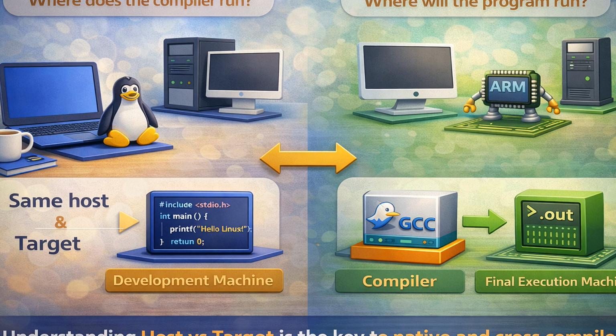The host is the system on which the compiler runs. In simple words, the host is your development machine. For example, your laptop, your desktop, your Linux PC. The target is the system on which the final compiled program will run. Sometimes the target is the same as the host. Sometimes it is completely different. This difference between host and target is the key to understanding native compiler and cross-compiler.